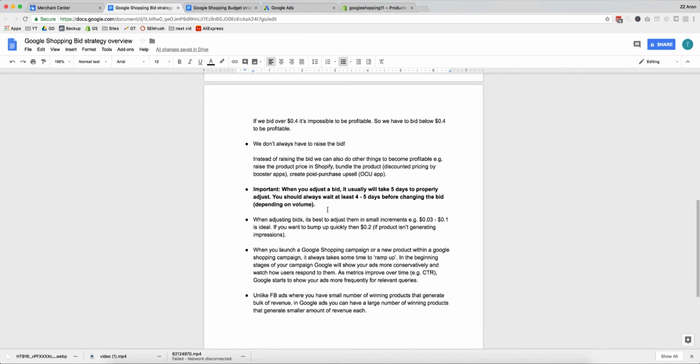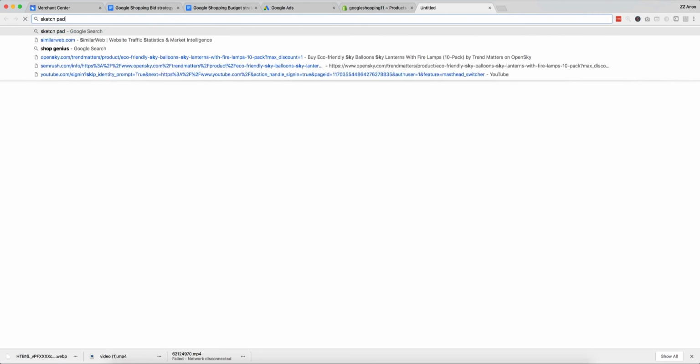increase the bid. An important thing to know is that whenever you make a bid adjustment, it usually takes like 5 days to properly adjust. You should always wait at least 4 to 5 days before changing the bid again. So say if you make a bid increase, like you increase the bid by 3 cents, you want to not touch it again for 4 or 5 days because what happens is this.